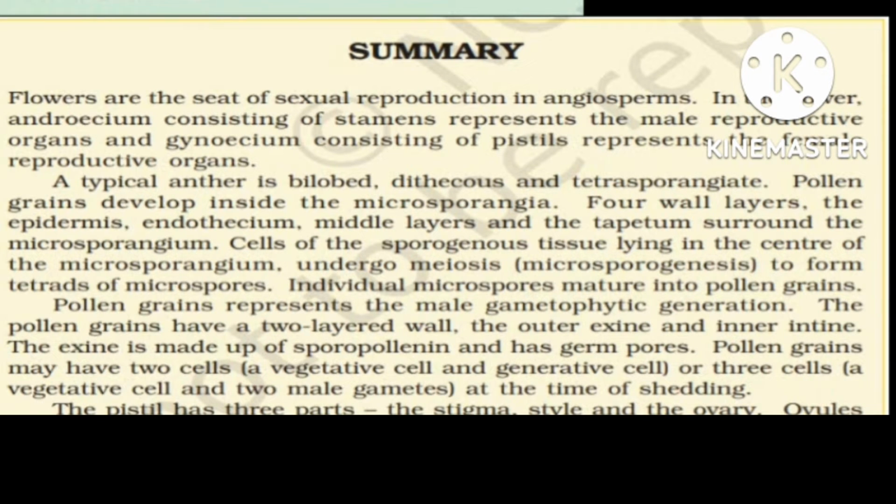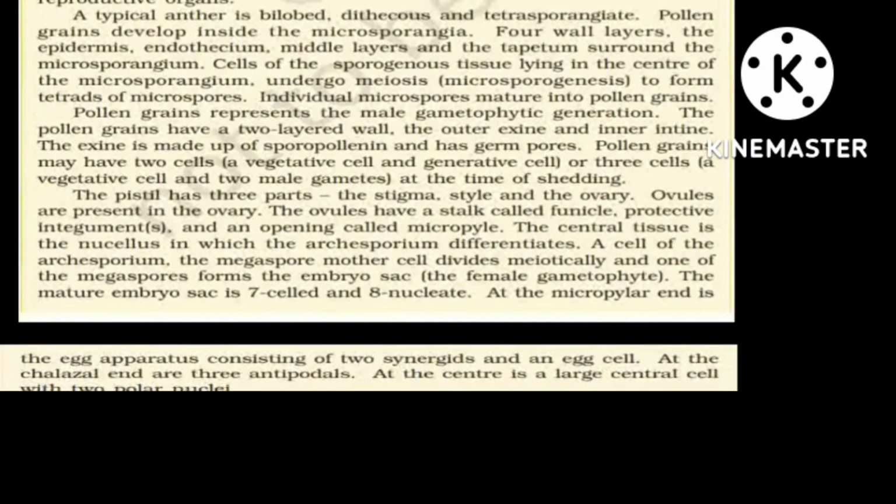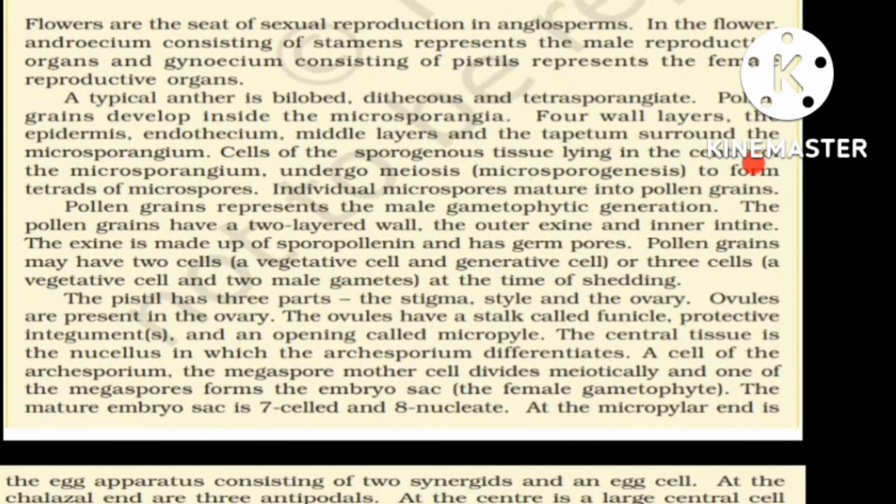Pollen grains develop inside the microsporangia. Four wall layers, the epidermis, endothecium, middle layers, and the tapetum, surround the microsporangium. Cells of the sporogenous tissue lying in the center of the microsporangium undergo meiosis, which is called microsporogenesis, to form tetrads of microspores. Individual microspores mature into pollen grains.